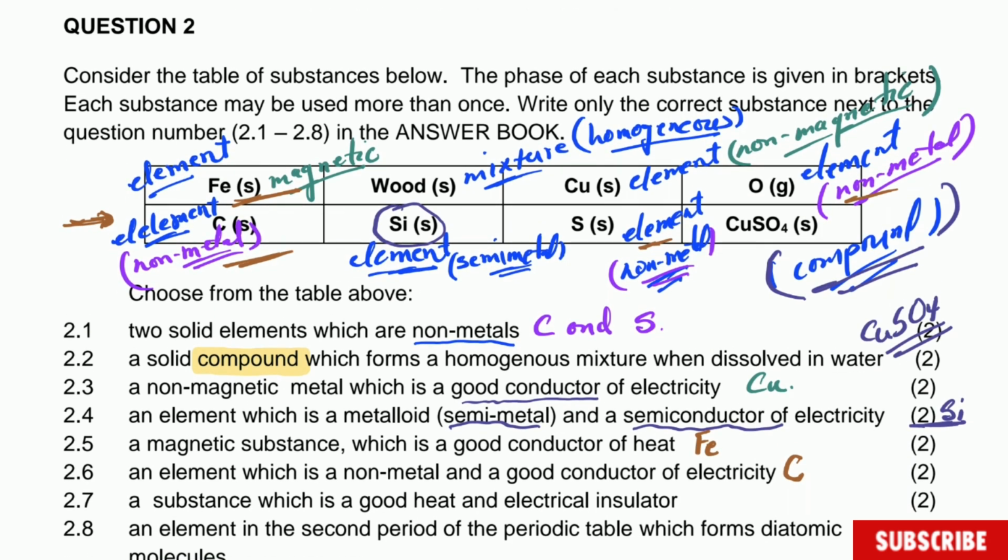A substance which is a good heat and electrical insulator, and that will be wood, guys. It's quite simple. Everyone knows that wood is a good electrical insulator.